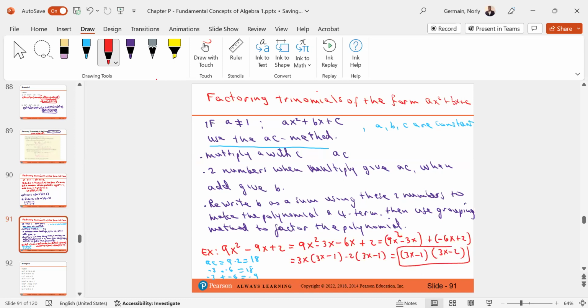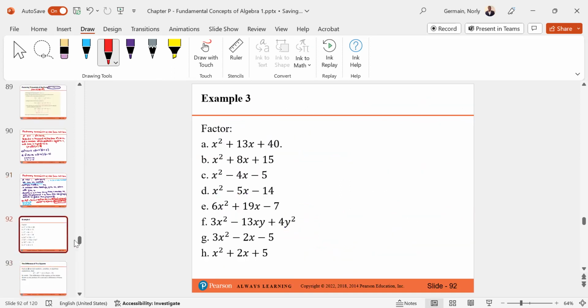And that's an example of factoring a trinomial of the form ax squared plus bx plus c, where a is not equal to 1. Now, there are plenty of examples you can do. There are a lot of examples.